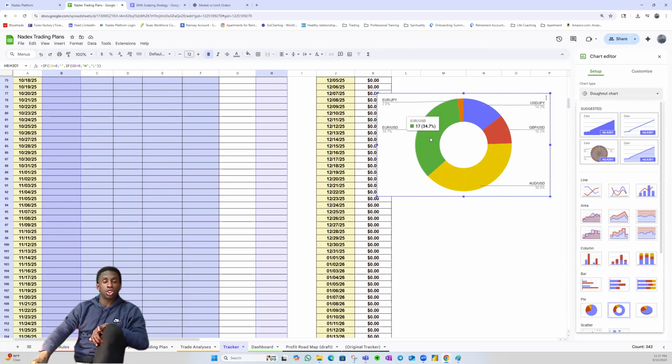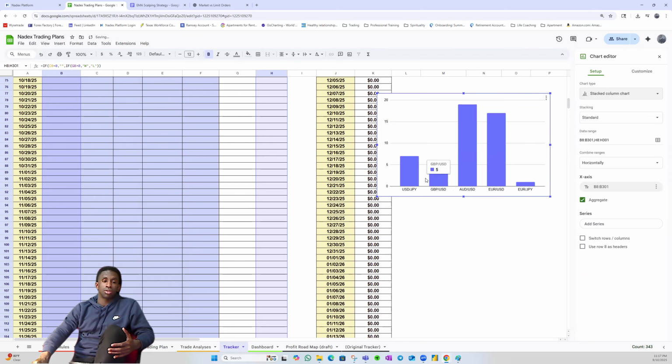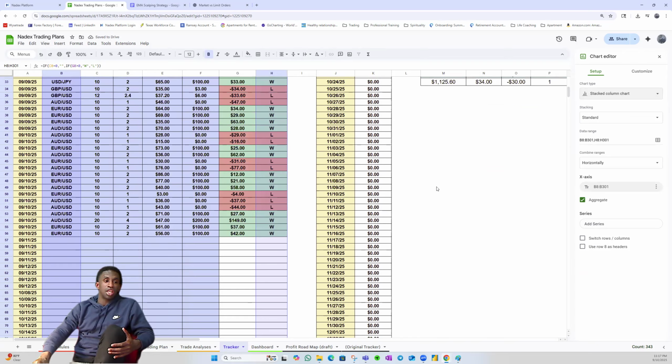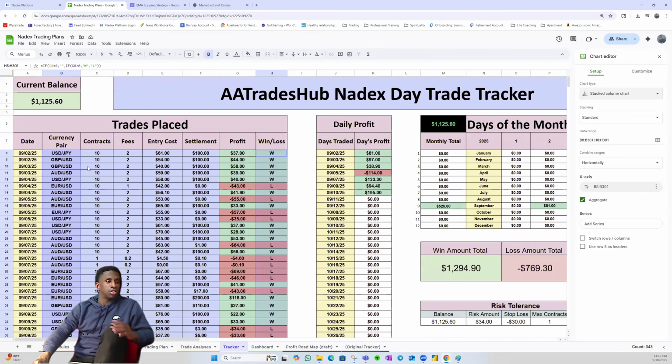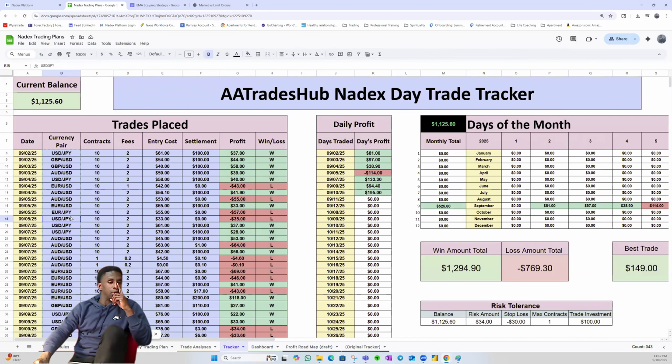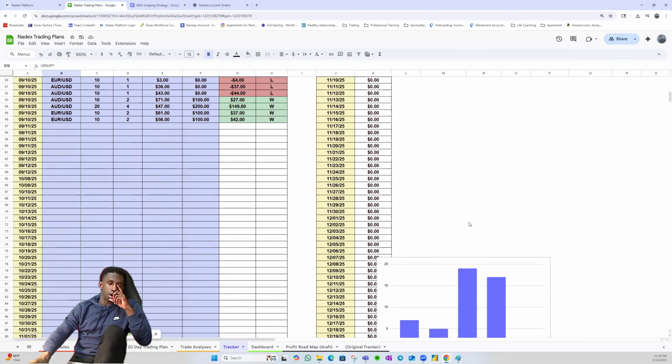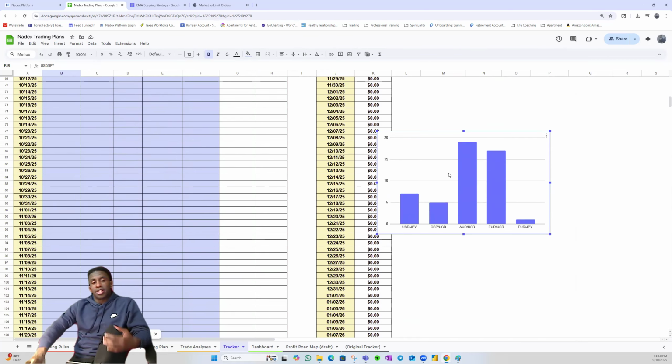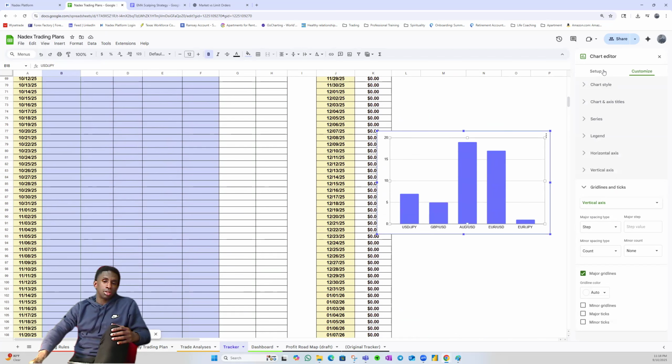I wanted to show how many of all the trades that I did that were AUD USD were wins and how many were losses. So I did seven USD JPY trades, but how many were wins and how many were losses? That's what I'm trying to get.